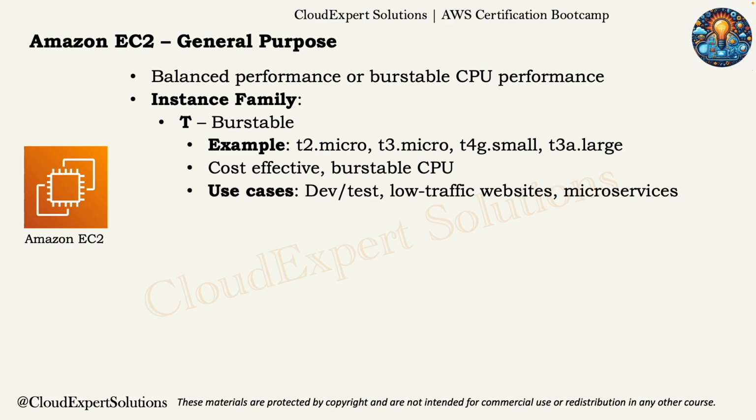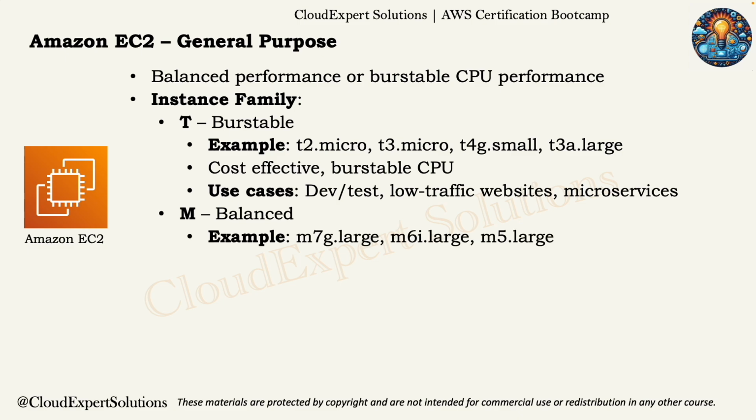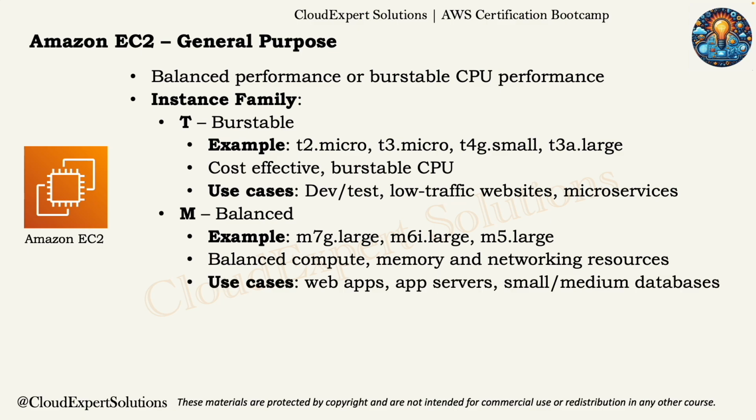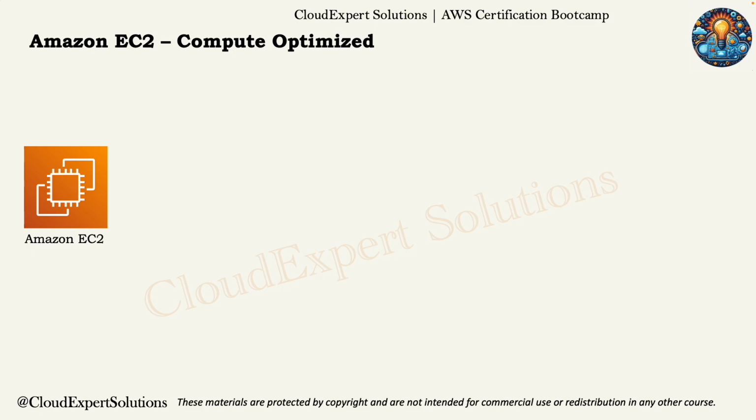In terms of use cases, the burstable family or T series is best for development, test, or low traffic websites, or even for microservices. The other in this series is the M series, which is for balanced workloads, and examples are M7G, M6I, M5 large. The M series is known for balanced compute, memory, and networking resources. In terms of use cases, you can use M series instances to host web applications, application servers, or even small or medium databases.